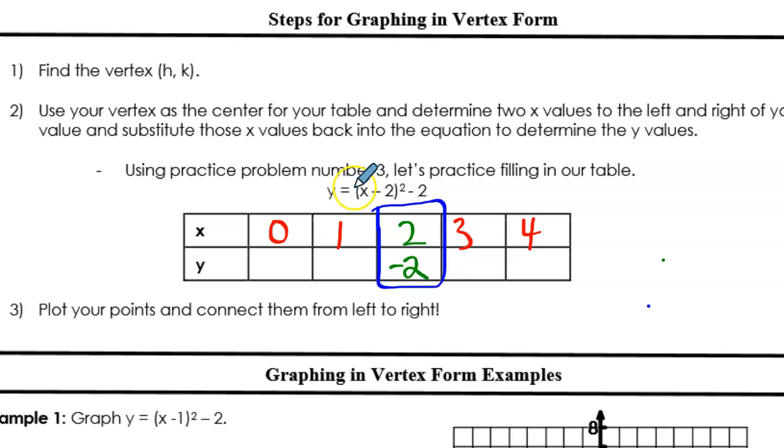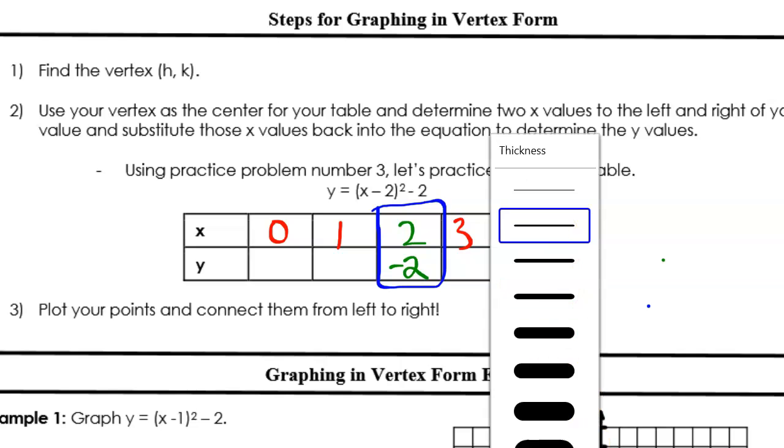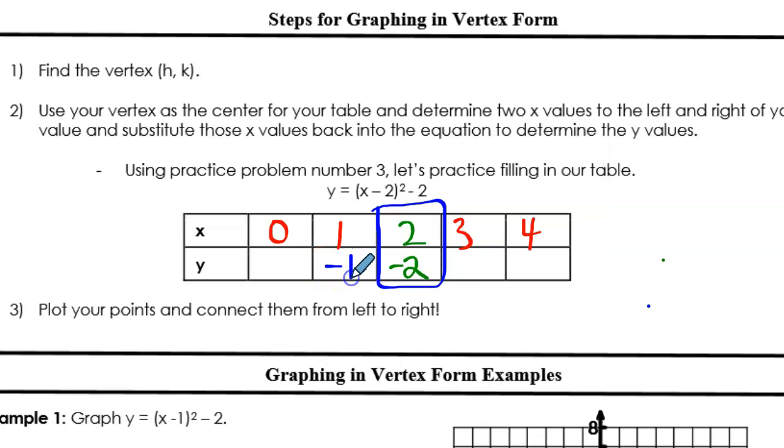Let's see what happens with 1. 1 minus 2 would be negative 1. Negative 1 squared would be negative 1 times negative 1. That's positive 1. And positive 1 minus 2 ends up being what? Use your calculator if you have to. Positive 1 minus 2 would be negative 1.